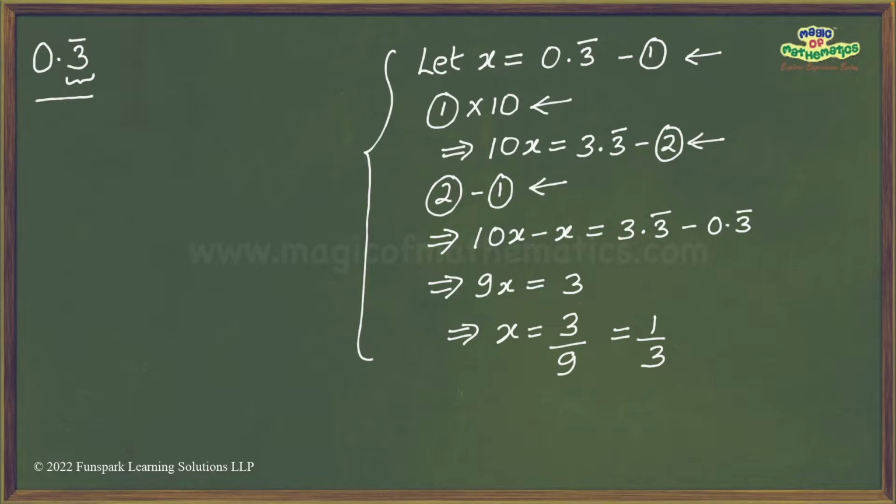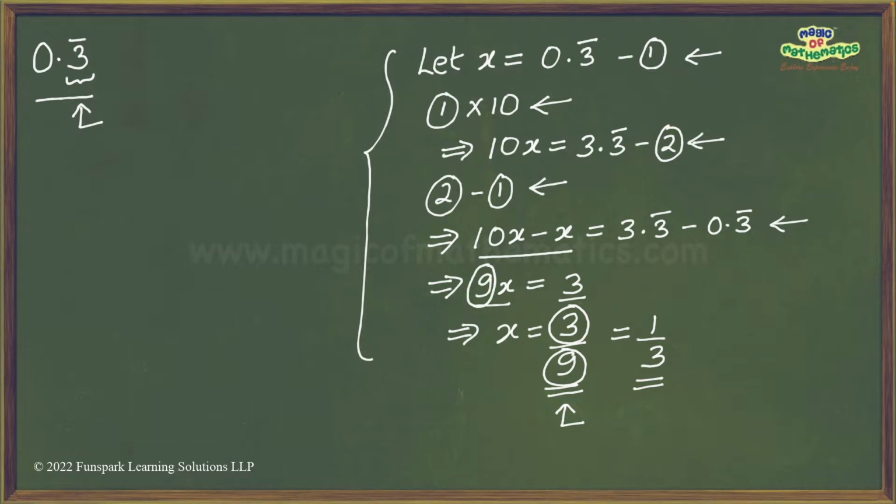We subtract the two equations to get 10x minus x on the left hand side, and on the right hand side we have 3.3 recurring minus 0.3 recurring. 10x minus x gives us 9x, and on the right hand side we get 3, and hence x equals 3 over 9, and 3 over 9, or its simplified form 1 over 3, is the fractional equivalent of 0.3 recurring. Now if you look at the non-simplified answer, the numerator is the digit which recurs and the denominator is the coefficient of 10x minus x, that is 9.